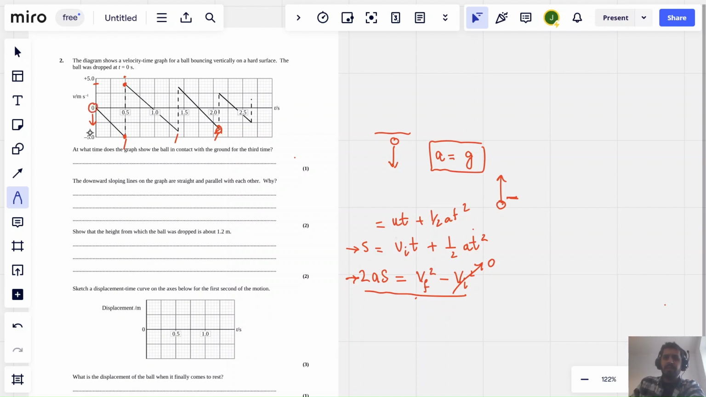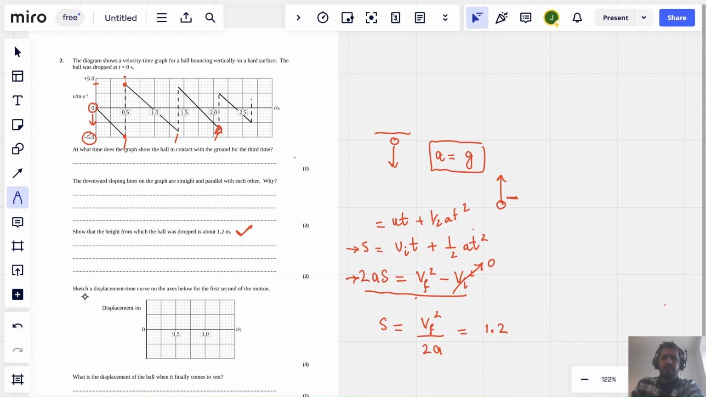The final velocity is -5, and you can find the distance. So the height will be vf squared divided by 2a, right? And it will be 5 squared, which is 25, divided by 2 times 9.8. And if you solve it, you will see that it's about 1.2 meters, which they asked us to prove.